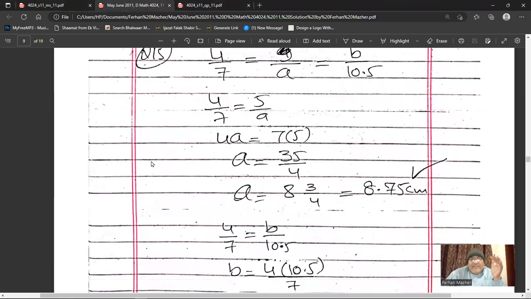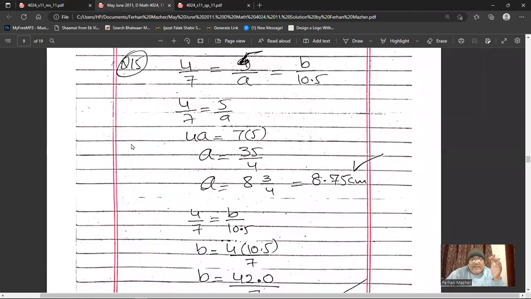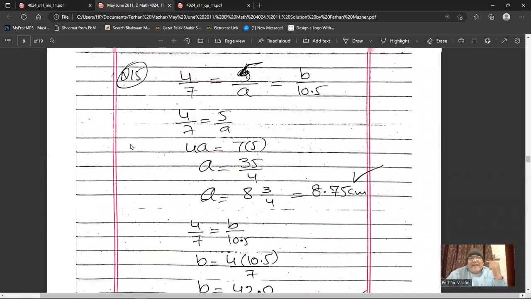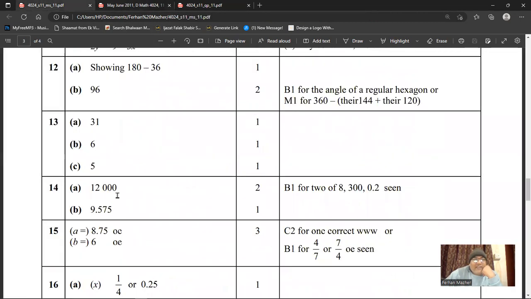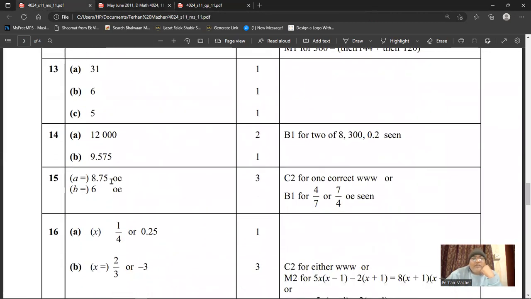So you can see here I have written 4 by 7 equals 5 by A equals B by 10.5. I will take the first two fractions, 4 by 7 equals 5 by A. Cross multiply, 4A equals 7 into 5, so A equals 35 divided by 4. So A will be 8 whole 3 by 4, which means 8.75.